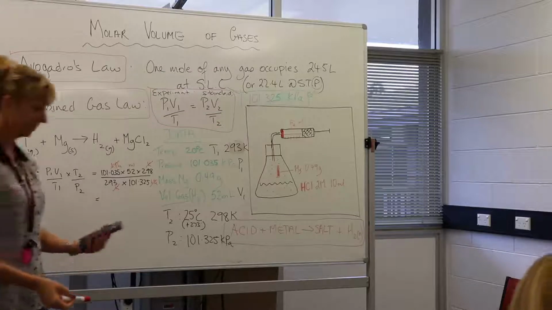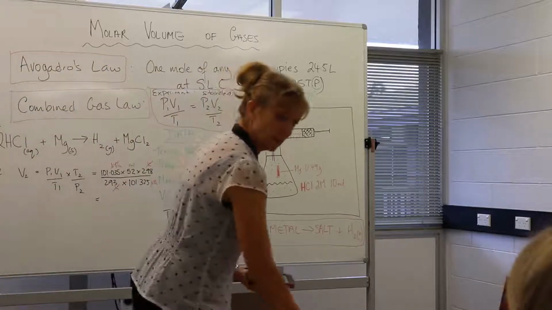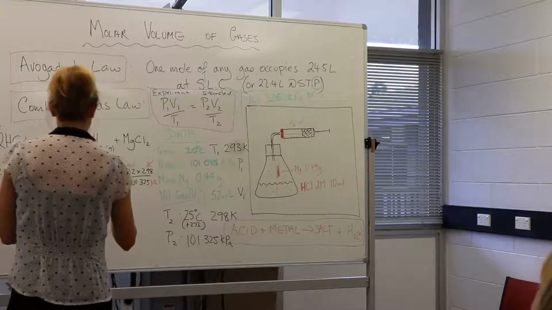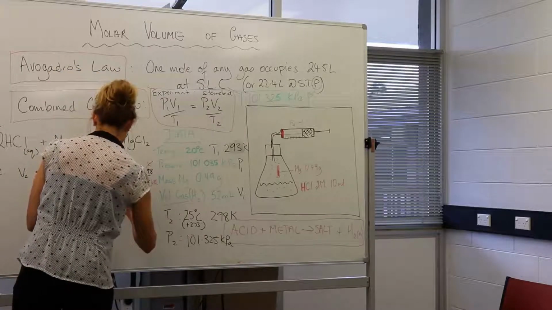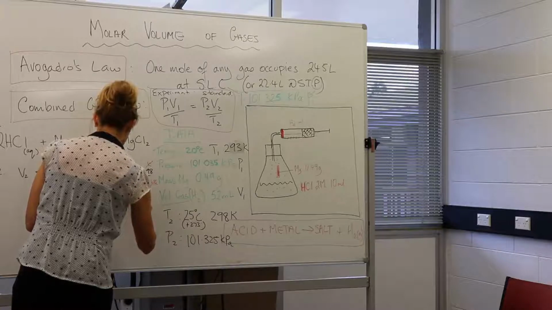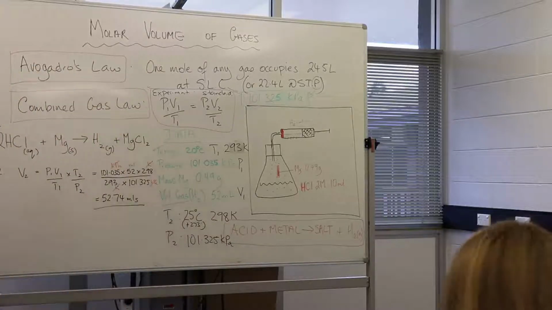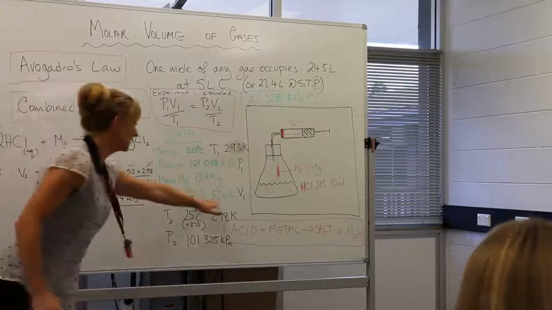And what did you get? 52.7. 52.7, fantastic. 4 mils. So you can see there's not much difference, but there's a little bit.